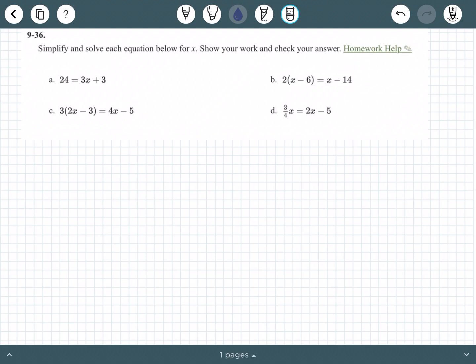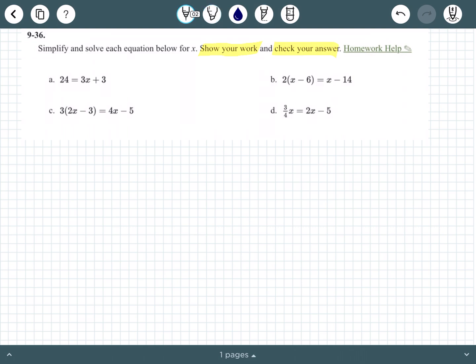36, let's have a look. Simplify and solve each equation below 4x. All right, that's easy enough. Now it does say to show your work and check your answer, so make sure that you do both of those things. It's not optional. They're telling you show your work and you want to check that answer.